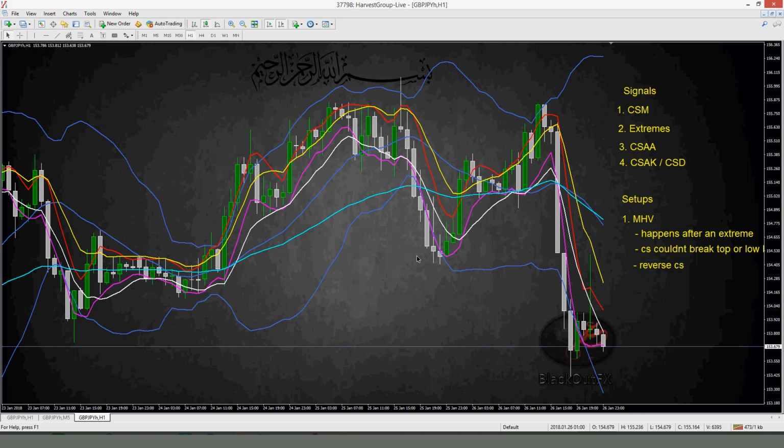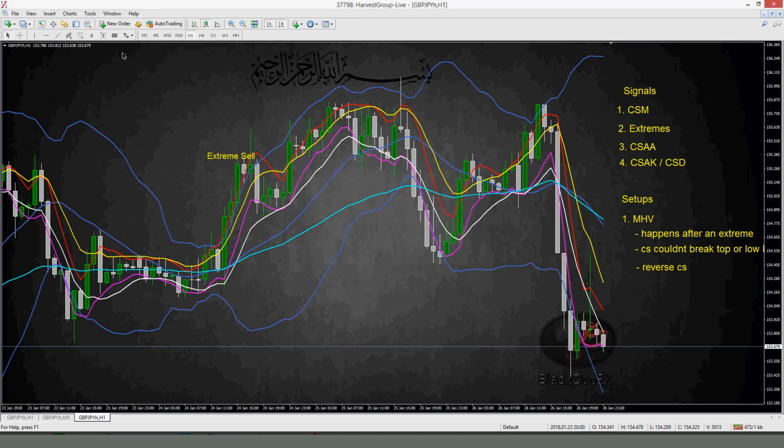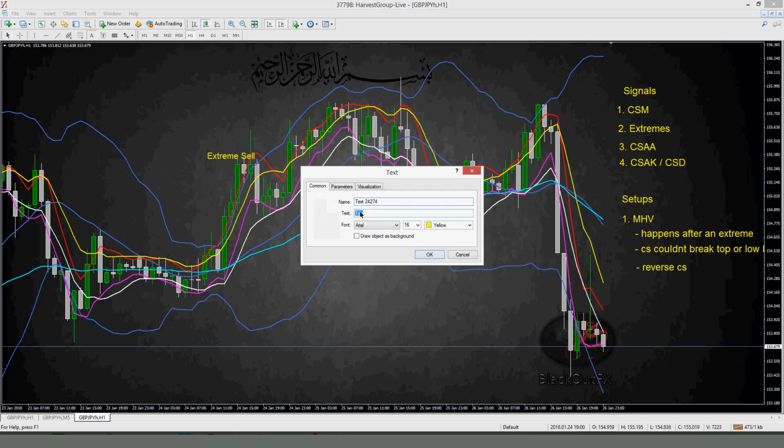Okay, so when you have these three conditions ready for you, then what you need to do is mark the highest body. Let's just take this one for instance over here. You have an extreme A, I'll just mark it over here. You have extreme sell, and then you have TP wajib.